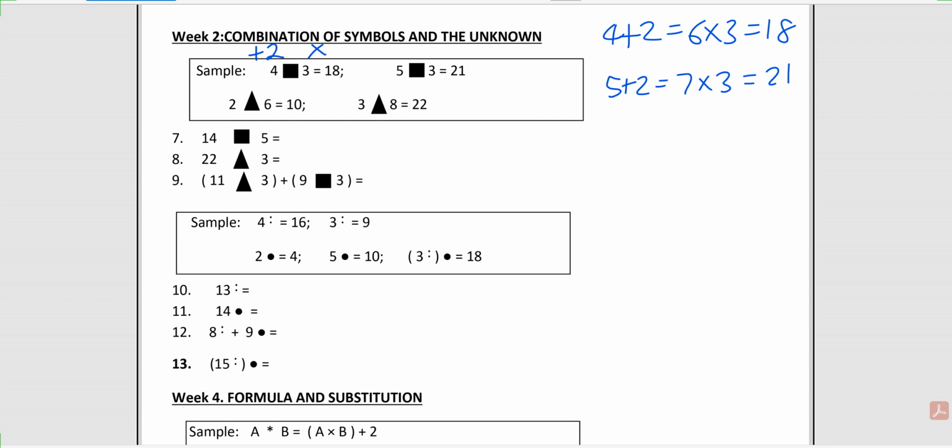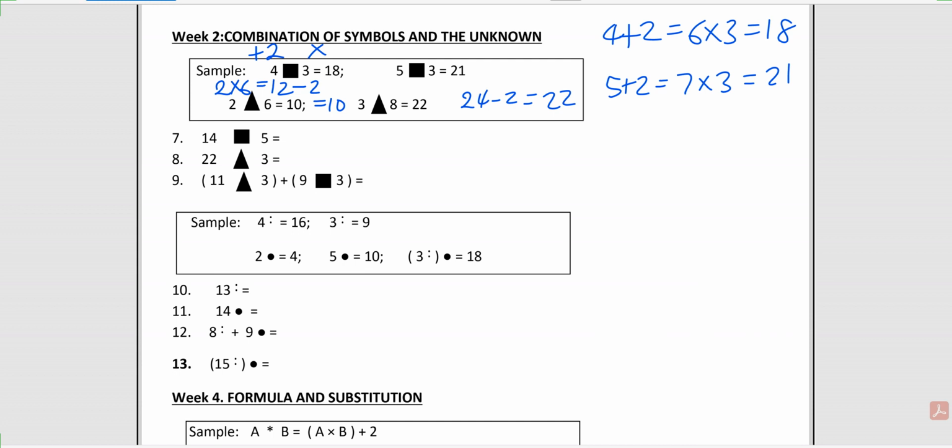And the one with the triangle, what you do is multiply the 2 times 6. You get your answer and you subtract 2 to get your final answer. So 3 times 8 is 24. 24 minus 2 will give you 22. So that is what you do in that sample. I believe this sample that we have here, we have done it previously. So we don't need to explain it anymore.